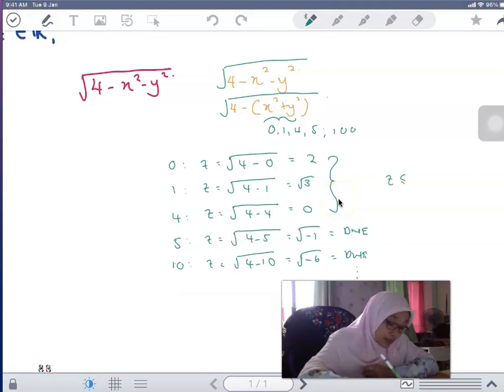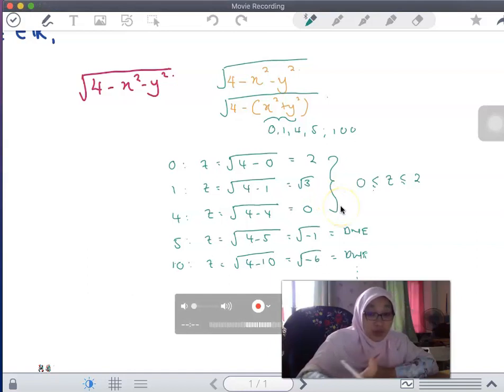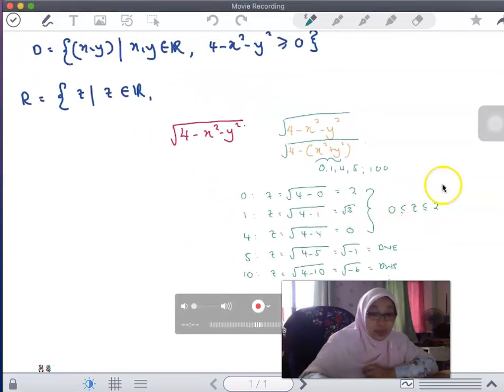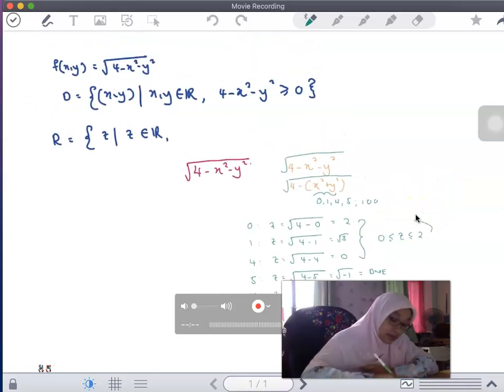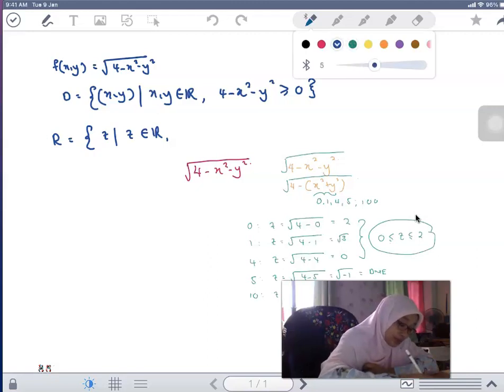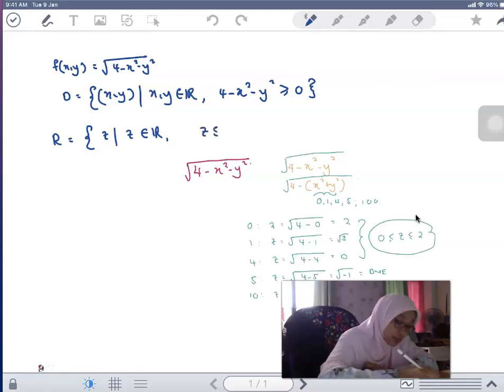so we can have 0, the largest one is 2, and the smallest one is 0. So that is your possible z, the only values of z that we can have. So that becomes your constraint of the range. So by this you can see that the range, which is the value of z, is only lying between 0 and 2.